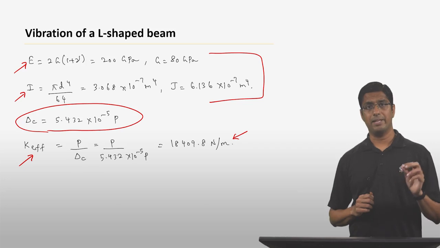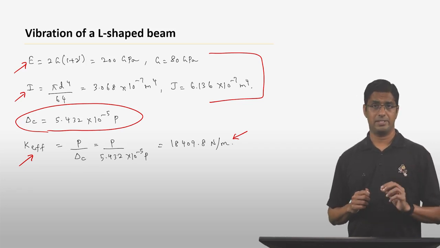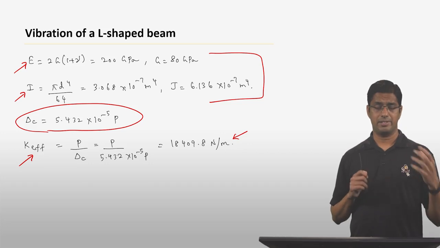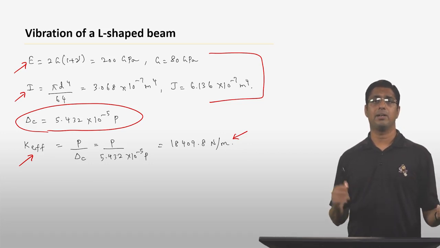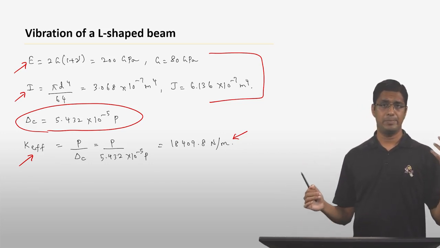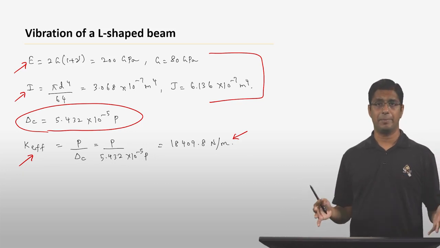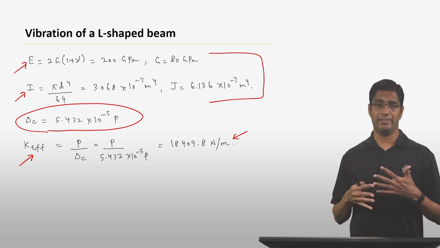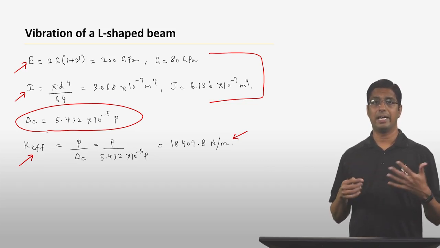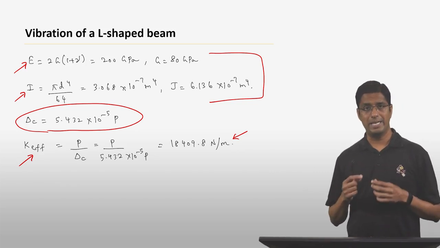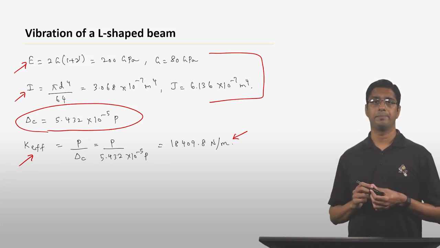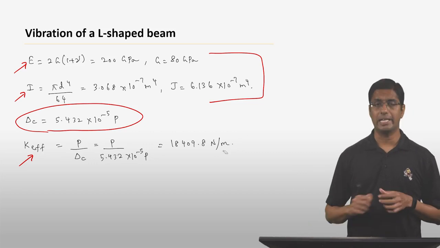And that is important because the stiffness of the structure should be independent of P. The stiffness of the structure should just depend on its geometry, its boundary conditions, and the material properties. It should not depend on the force. If you end up with a K effective that depends on P, it means that you have made some calculation mistake or some conceptual mistake somewhere before in the problem. That is something that you must clearly keep in mind.